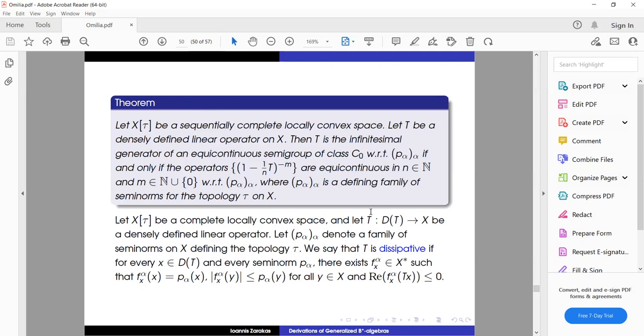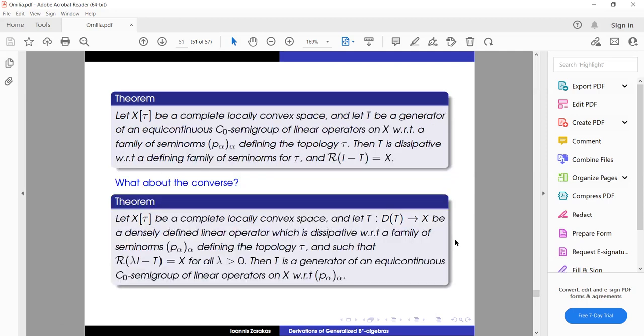Okay, so by having this Hille-Yosida theorem, we generalize the notion of dissipative and call a densely defined operator T on a complete locally convex space X dissipative if, for every x in the domain of definition of T, you have a functional in the bidual that prescribes the value of the seminorm p alpha of x at the element x, fulfills also this continuity condition for every y in X, and whose real part of f on Tx is non-positive. This is what a dissipative operator in the complete locally convex setting is.